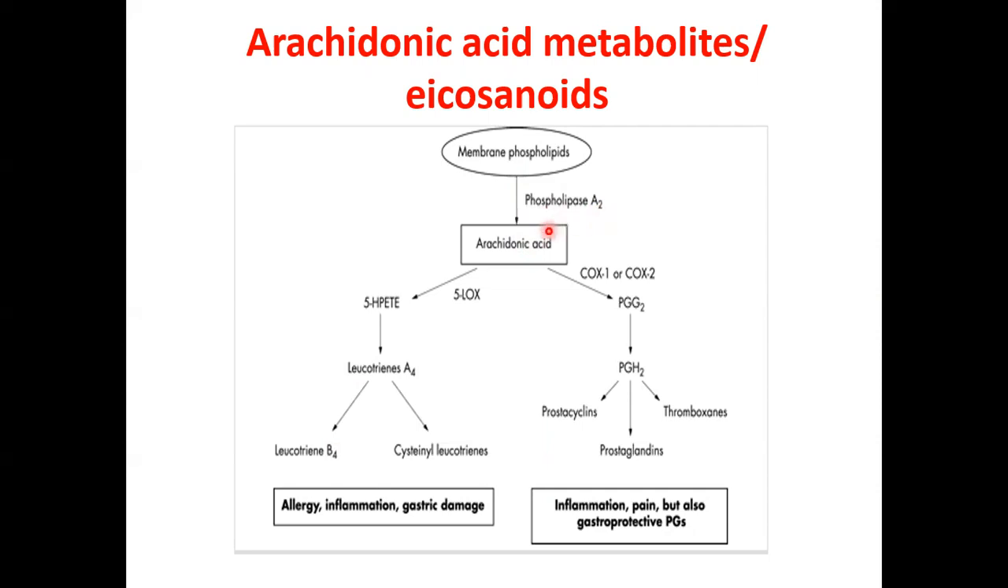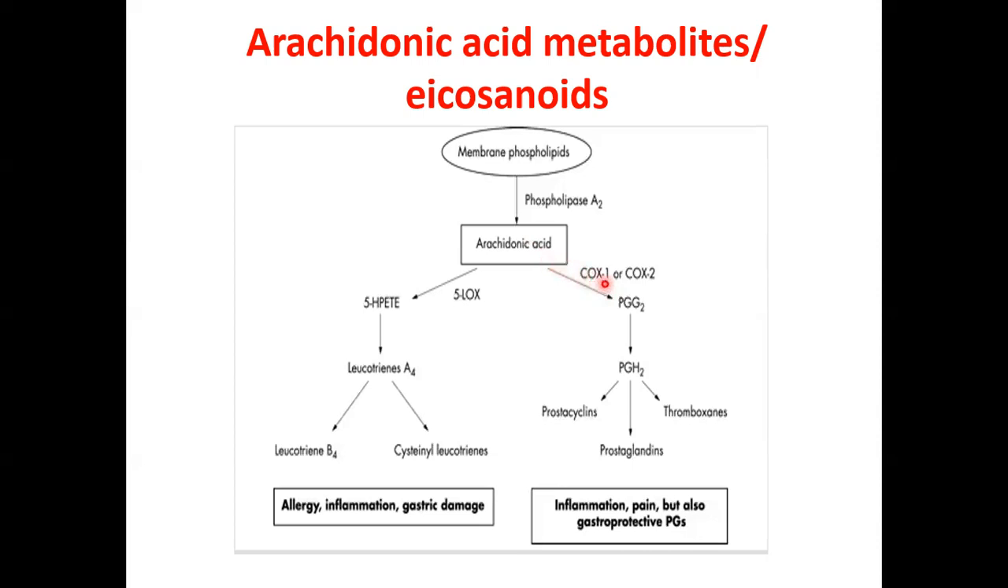Good. Now, arachidonic acid can be metabolized further. The arachidonic acid metabolites follow two pathways: the LOX pathway and the COX pathway. LOX is lipo-oxygenase and COX is cyclo-oxygenase. In both cases, the membrane phospholipids are converted into arachidonic acid by the enzyme phospholipase A2.